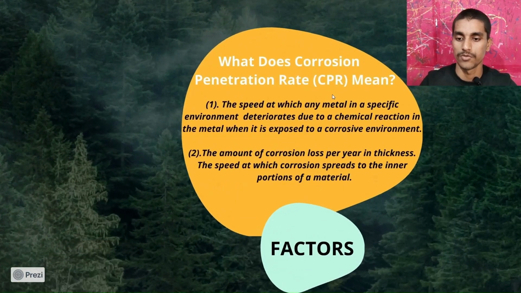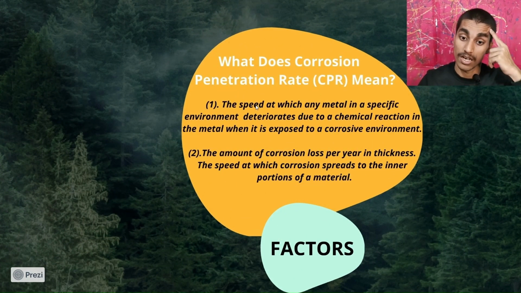If we move to the fourth slide, here is the CPR. What is CPR? It stands for corrosion penetration rate. It is the speed at which any metal in a specific environment deteriorates due to a chemical reaction when it is exposed to a corrosive environment. It is the amount of corrosion loss per year in thickness, and the speed at which corrosion spreads to the inner portion of the material.